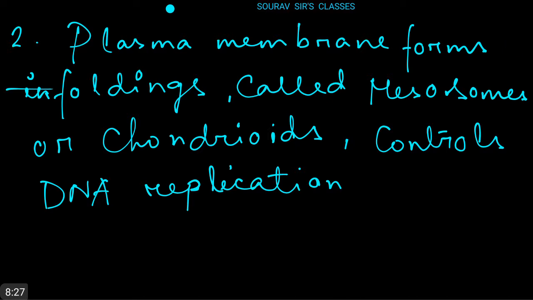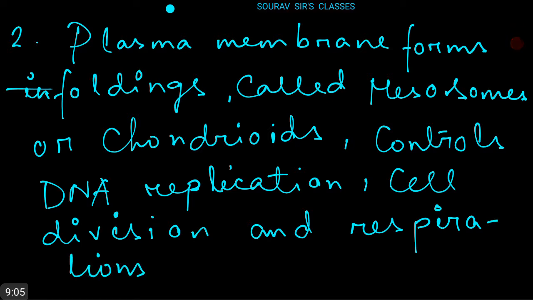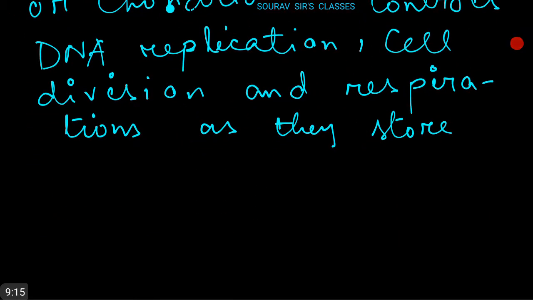So, plasma membrane forms enfoldings, and this is called mesosomes, and these mesosomes help in controlling the DNA replication, cell division, and respiration, as they store respiratory enzymes.